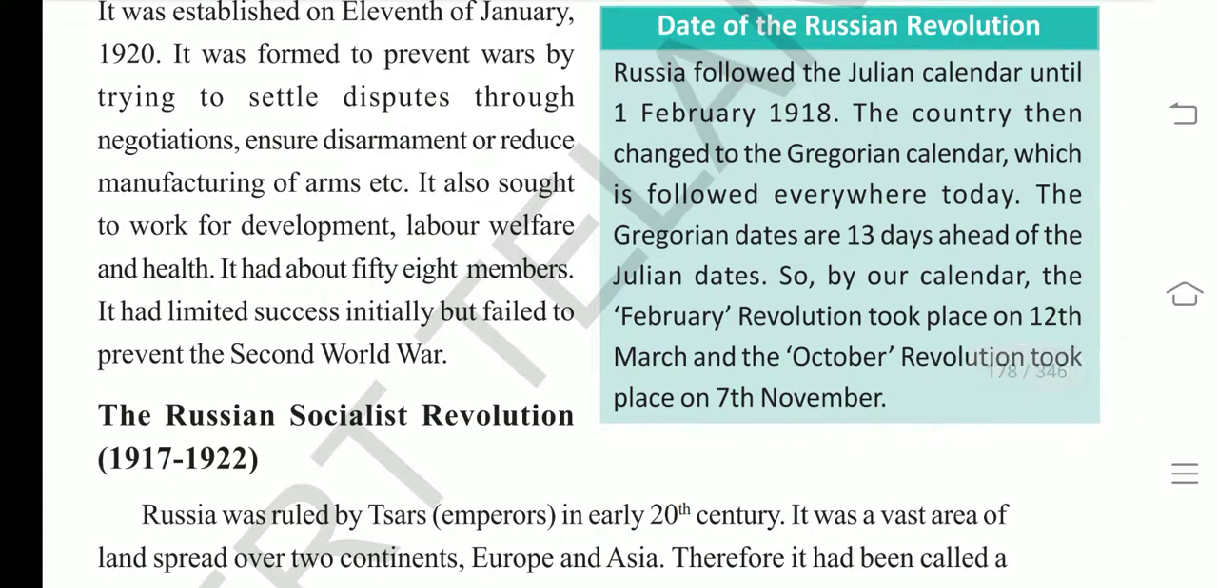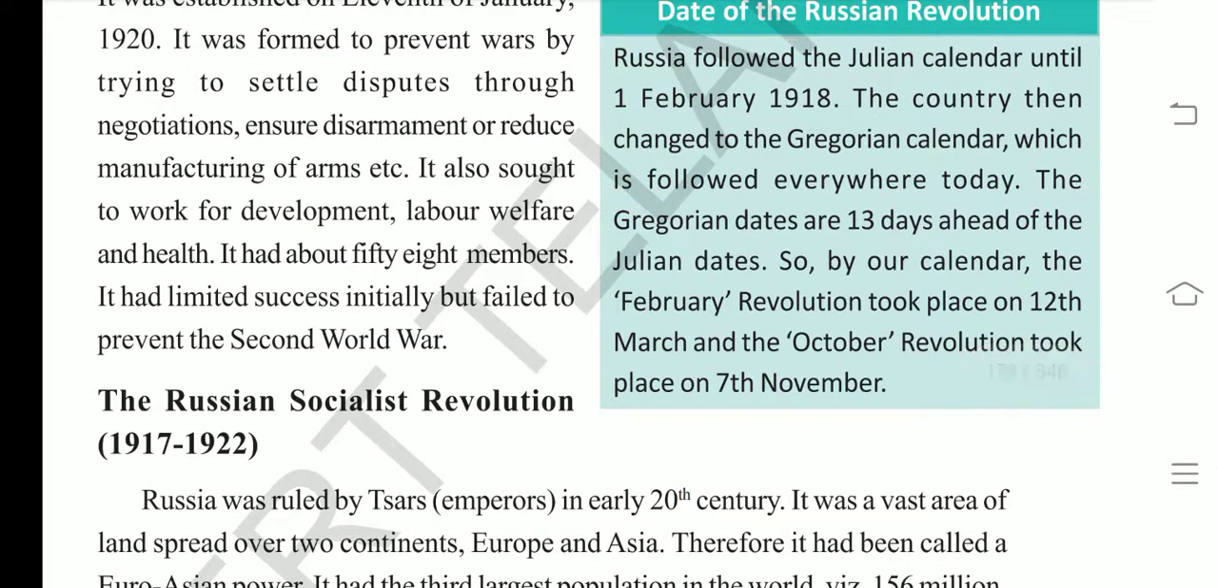These all were the aims of League of Nations. It had 58 member countries when it was established, but it failed. It failed to stand for its goals. It failed to stop wars among its member countries. So finally, one more deadly, dangerous war occurred. That is World War II.